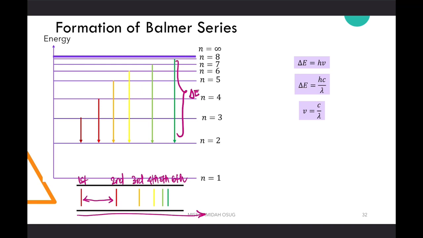Okey, so seperti Lyman series juga kita kena tengok dia punya delta E, untuk first line and also last line. So kita tengok last line punya delta E adalah sangat besar. So bila delta E itu sangat besar, frekuensi juga adalah sangat besar, akan meningkat. Okay, dan wavelength juga akan menurun. Okay, so daripada kiri ke kanan untuk Balmer series, delta E akan meningkat, frekuensi akan meningkat, wavelength akan menurun.